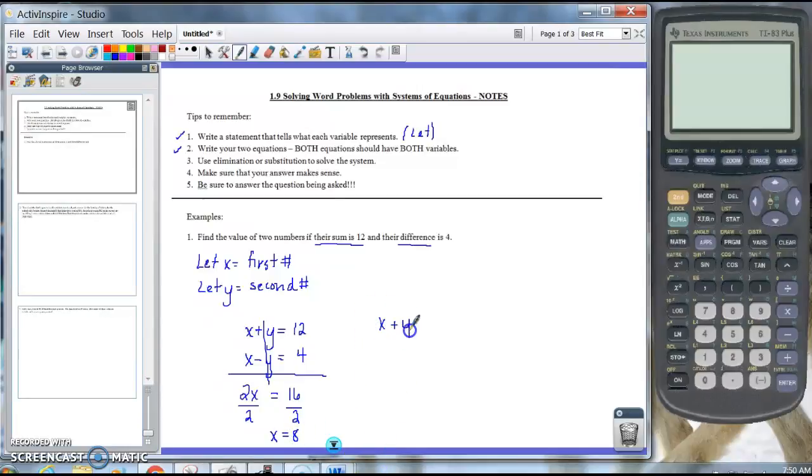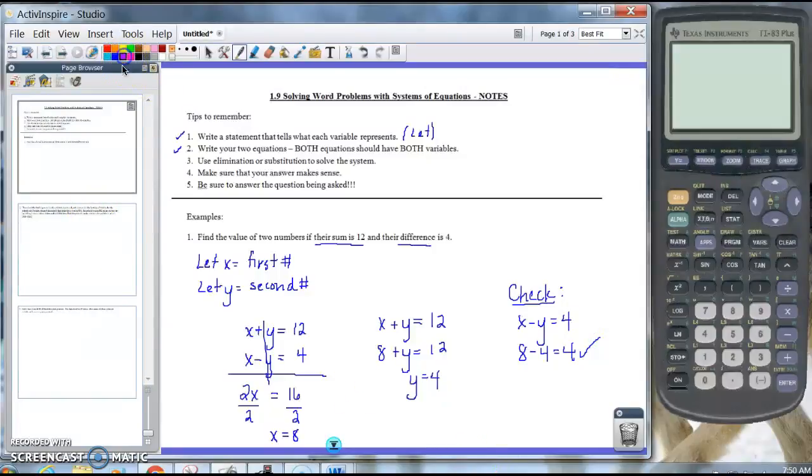From there now, I need to find what y is. I'm going to go back to that first equation. So I have 8 plus y is 12, which means that y has to be 4. So I have 8 and 4. What I would do then is check. You always want to check. Since I solved in the first equation, I'm going to check in the second equation. So x minus y equals 4. That would mean that 8 minus 4 is equal to 4. I know that that's true.